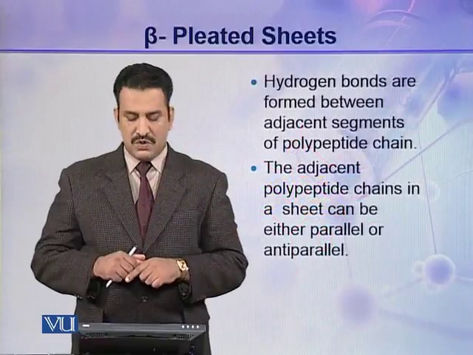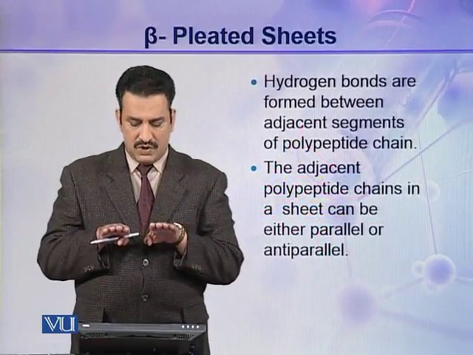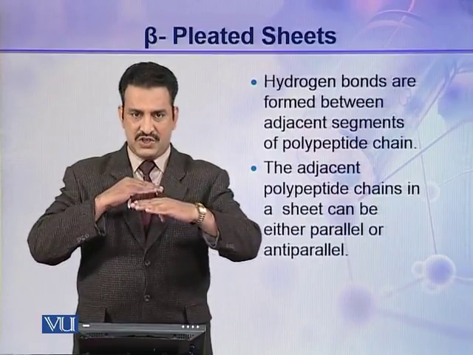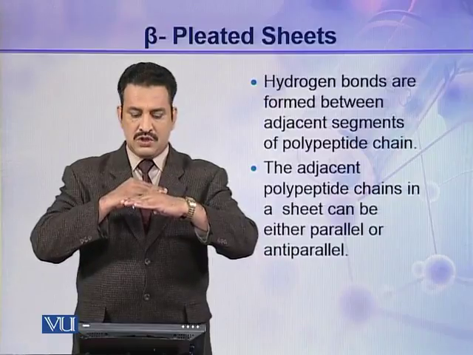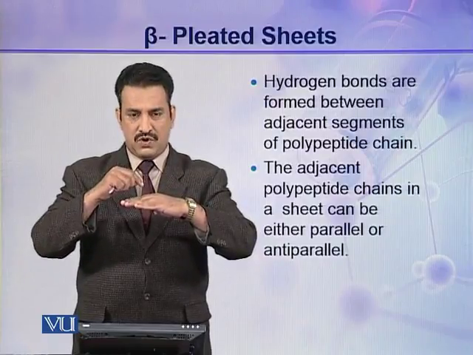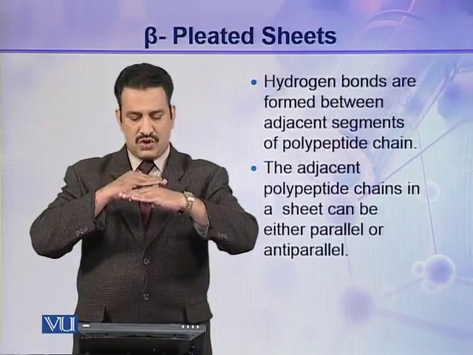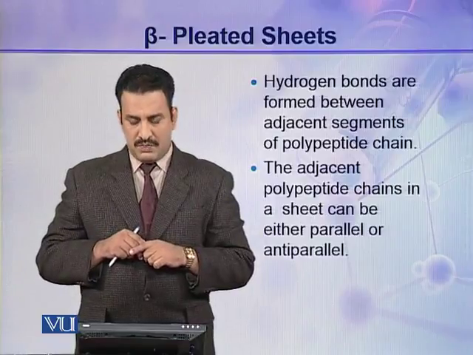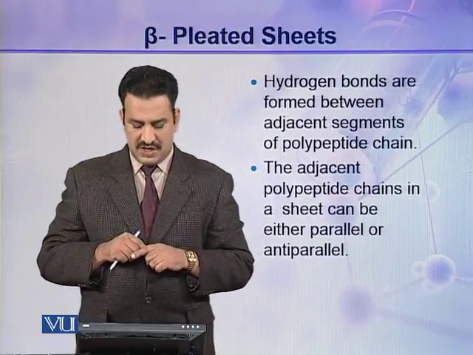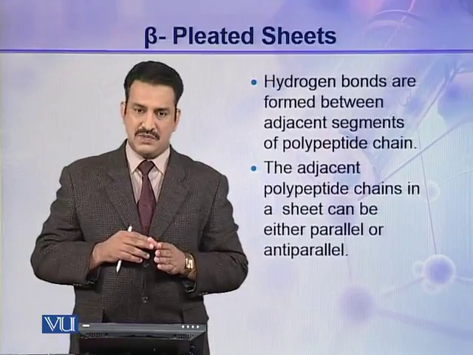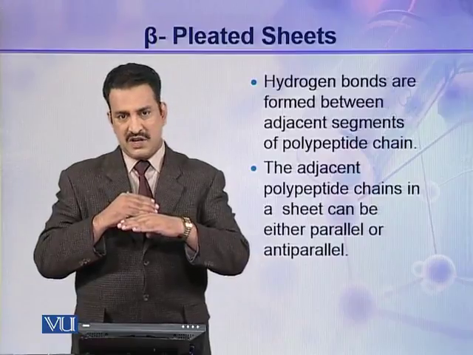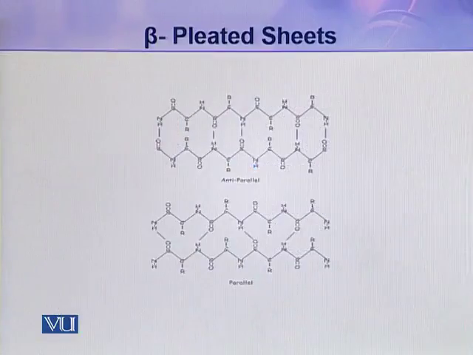Hydrogen bonds are formed between adjacent segments of polypeptide chains. So when two zigzag polypeptide chains come close to each other, hydrogen bonds are formed between different segments of these two polypeptide chains. The adjacent polypeptide chains in a sheet can be either parallel or anti-parallel. So this arrangement of polypeptides is either parallel or anti-parallel. What is meant by parallel and anti-parallel?